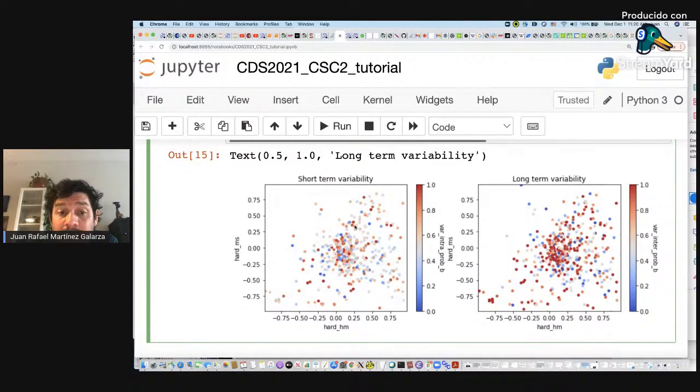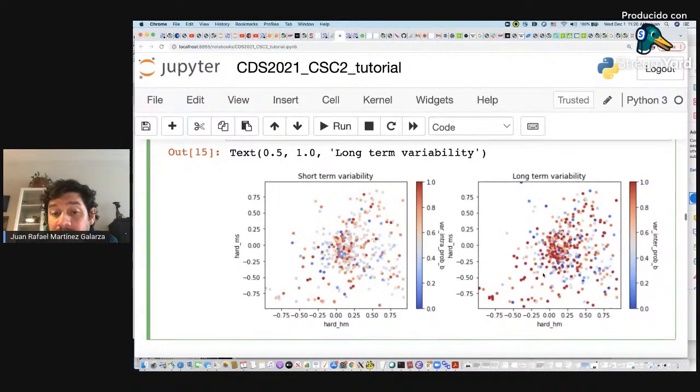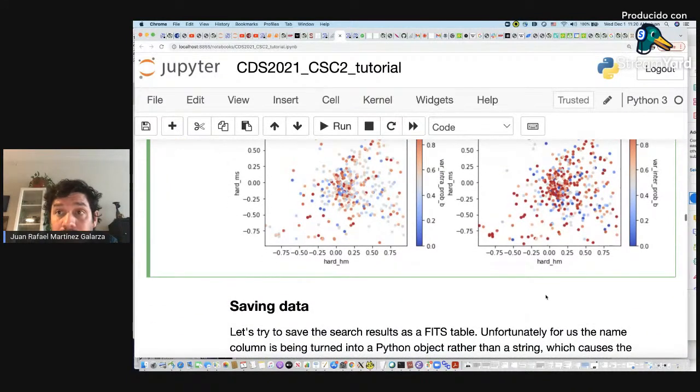So you can select, okay, I'm going to select only candidates that are very highly variable because I suspect they are low mass X-ray binaries. So you can select by that. And the same you can do for the long-term variability. And this is just a visualization, all right?